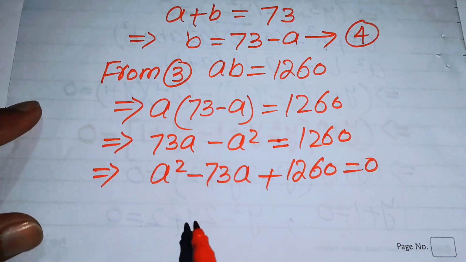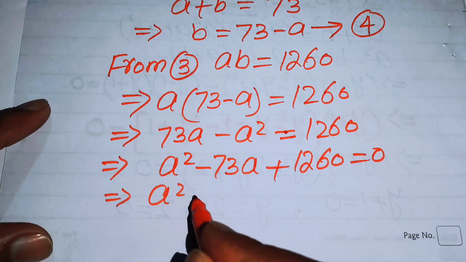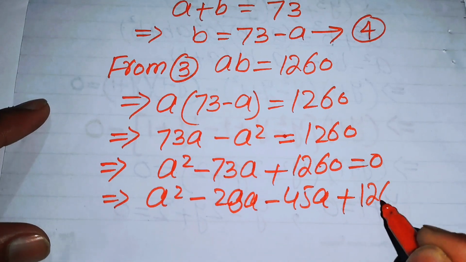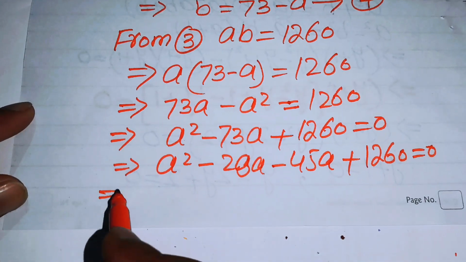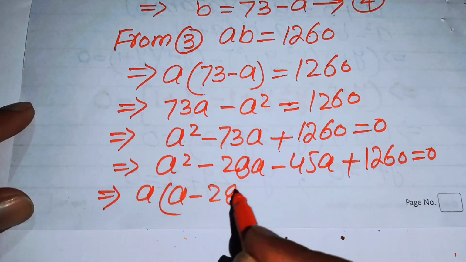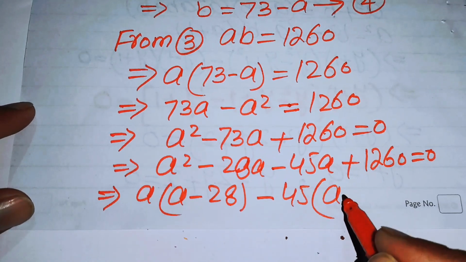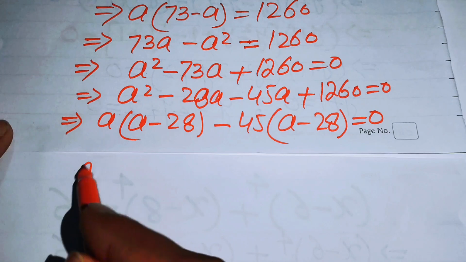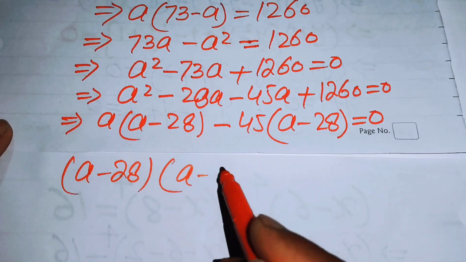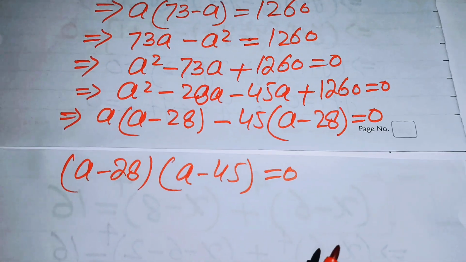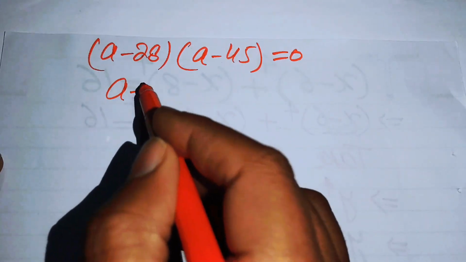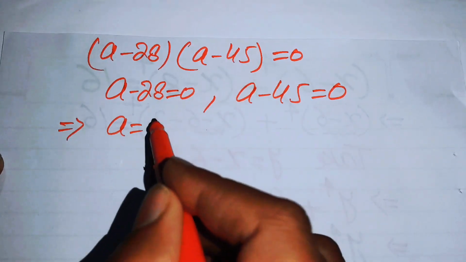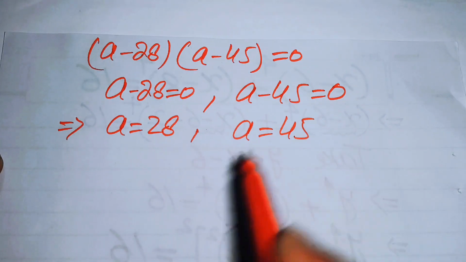And now we factor this equation, and we can easily factor it, and it is in this form: a square minus 28a minus 45a plus 1260 equals 0. So here we take a common from the first two terms and we get a minus 28, and we take 45 common here and you get a minus 28, and this whole equation equals 0. Here we take a minus 28 common and we get a minus 45 equals 0. So here we have two cases, and our first case is a minus 28 equals 0, and the second case is a minus 45 equals 0. So in the first case we get the value of a is 28, and in the second case we get the value of a is 45.